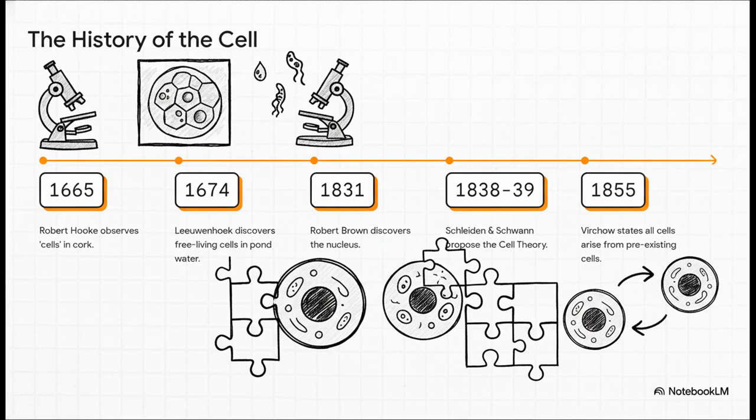Now, Hooke's discovery was just the start. After him, many other scientists added important pieces to this puzzle. Soon after, Leeuwenhoek saw living, moving cells in a drop of pond water for the first time. Much later, Robert Brown found the dark spot in the center, which he called the nucleus. Then, Schleiden and Schwann put all the ideas together to propose the cell theory. And finally, Virchow added a crucial point, that all cells come from other cells. It was a real team effort over many, many years.